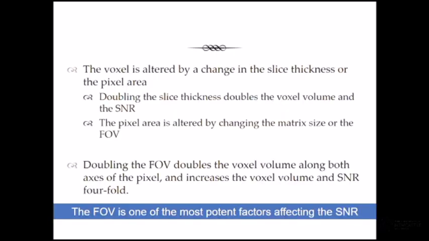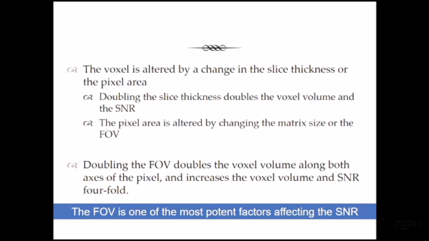The voxel is altered by a change in the slice thickness. That voxel depth is really just determined by the slice thickness. A doubling of the slice thickness doubles the voxel volume and therefore the SNR. Pixel areas are altered by changing the matrix size or the field of view. So we can either maintain the same field of view and lower the matrix to get more SNR, or we could slightly increase the scan field of view.